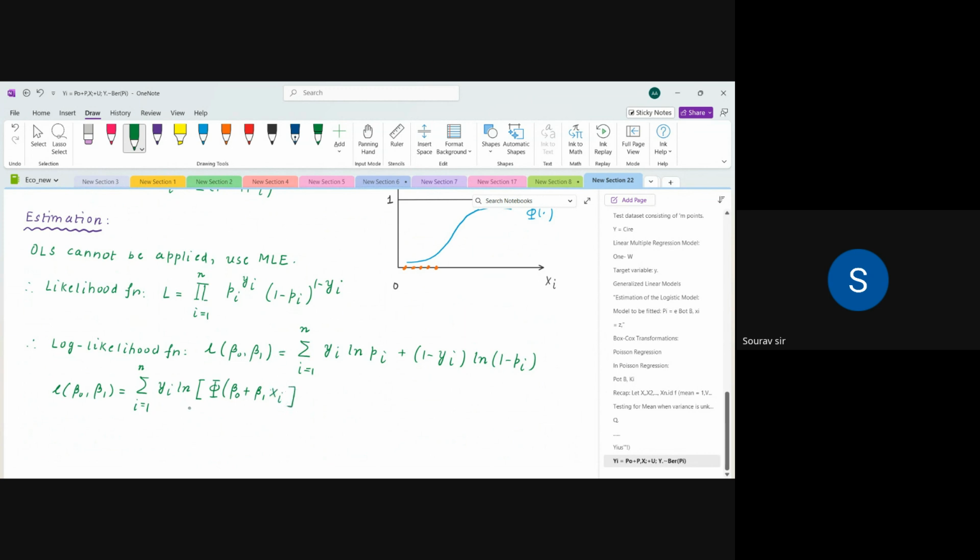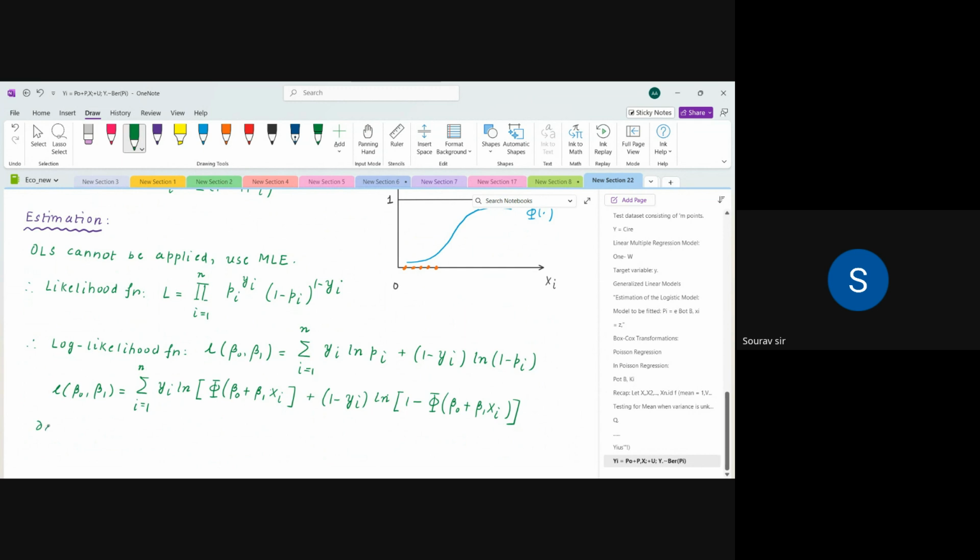Correct? इसको और सिंप्लीफाई नहीं कर सकते. Plus 1 minus yi, log of cap phi beta naught plus beta 1. ओके. तो लाइक्लीहुड के लिए क्या करते हैं?